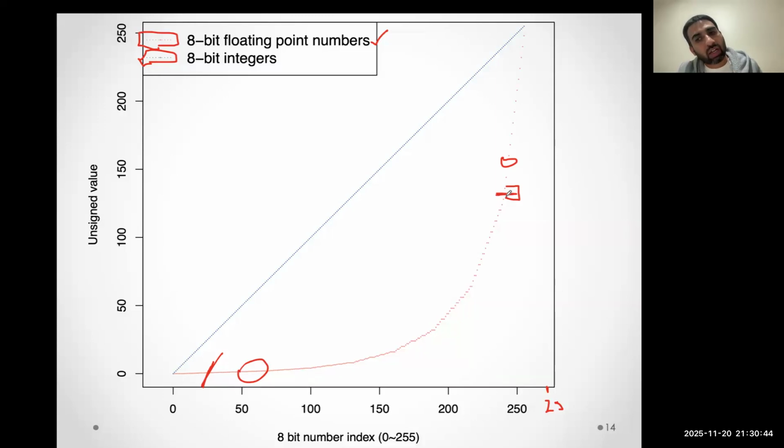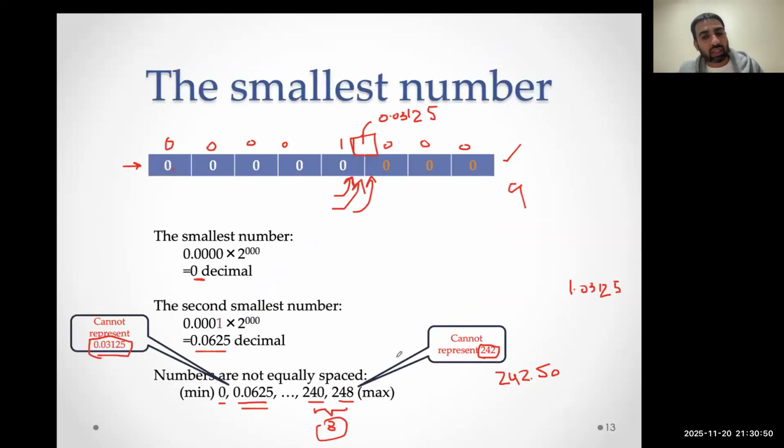If the gap is smaller, it means that we can represent more numbers correctly using the floating point form. So for example, we will be able to represent the number 242.50, right? How? As I said, if we are able to add more bits here for the mantissa, and add more bits here for the exponent.